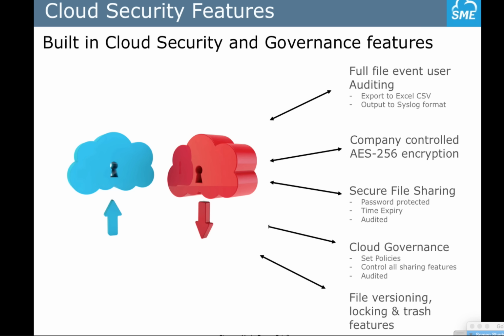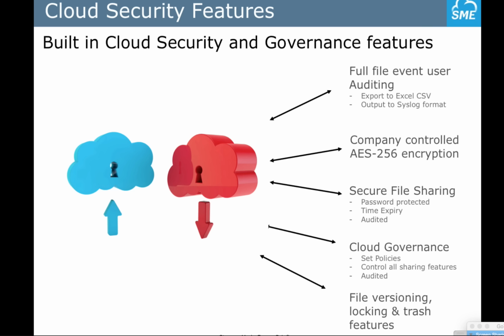Like any of these enterprise file share and sync products now, we promote secure file sharing. The way we do that is through password protection, time expiry, audit, and also policies, so that an admin can set policies around, for example, if a password is required, what the password would be, whether all links will time expire after a certain time, whether they'll time expire after one download, and all those features can be controlled centrally. And of course, underneath, the audit feature provides full audit across the whole gamut of that.